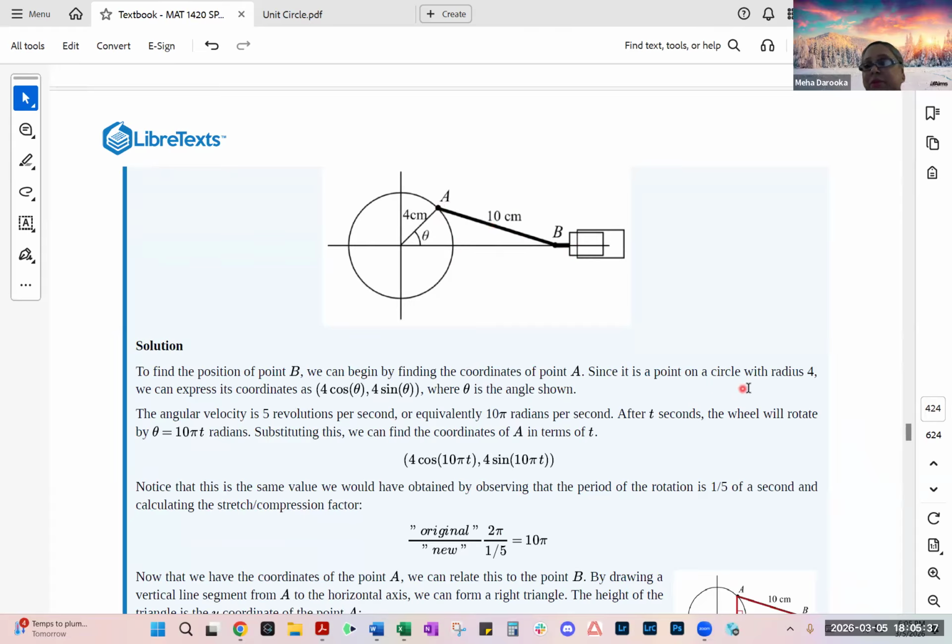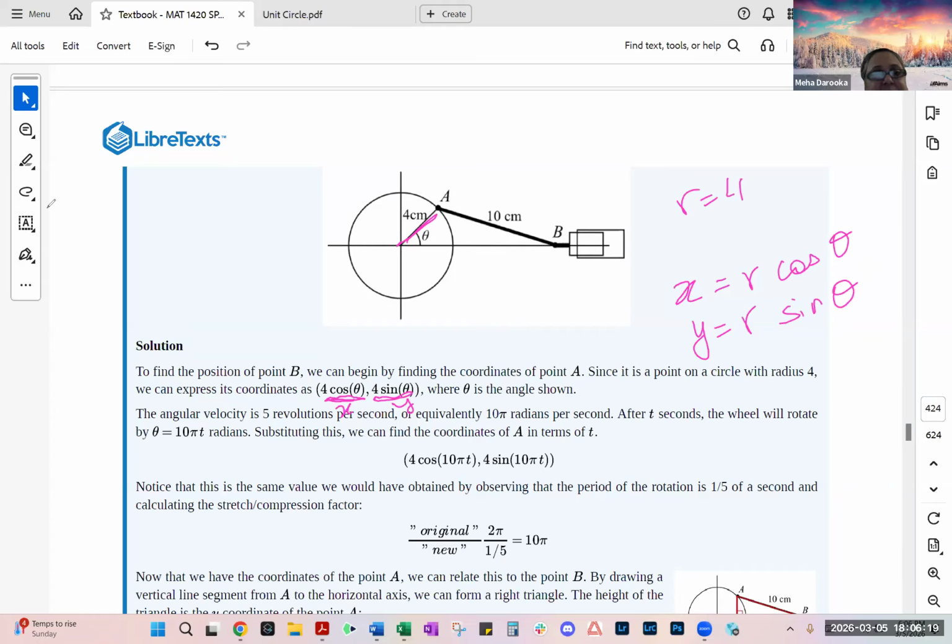They are saying we need to start by finding the coordinates of point A first. Since we know this is a point on the circle that has a radius of 4, we can use the formulas that x and y are equal to r times cosine of theta for the x value and r times sine of theta for the y value. We know the r value is 4 because they're giving us the radius of the circle. So this gives us our x value and this gives us our y value, a starting point for the ordered pair for point A on the circle.